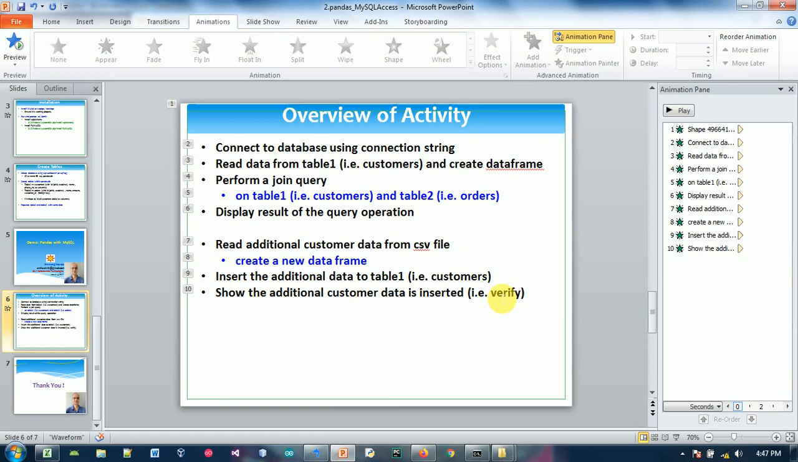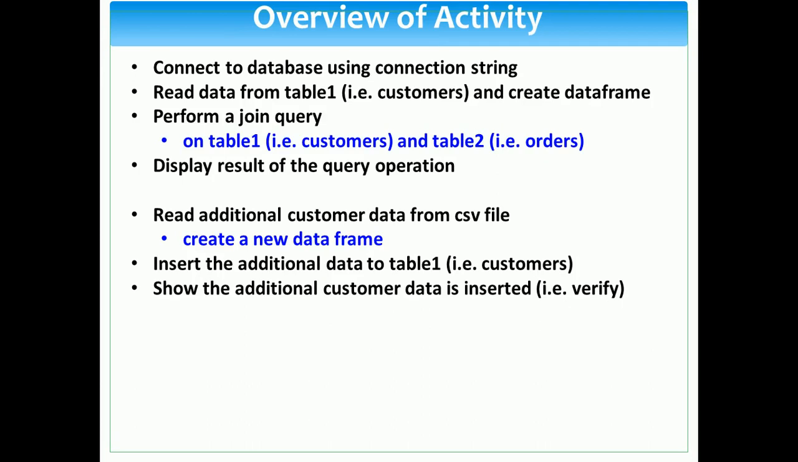In this demonstration, we connected to the database using a connection string. Then we read the data from the customers table and created a data frame. Then we performed a join query on the two tables, customers and orders, where we matched the customer ID, and displayed the result. Then we read the Excel data, that means the CSV file, inserted it into the customers table, and then displayed the additional customer data. That is the overview of the activity we have seen.